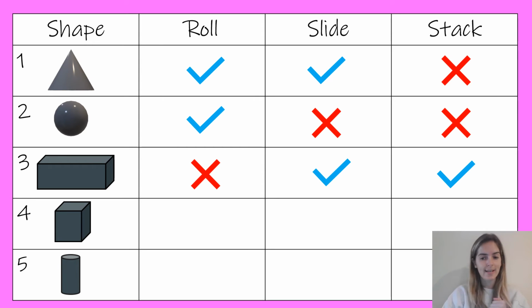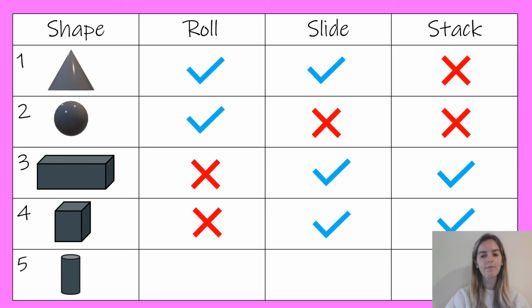Now, what about my cube? Or a dice, if it helps you remember. It can't roll, it doesn't have any curved faces. It can slide and it can stack. So it's just like our rectangular prism. The flat faces make it easy for us to put things on top of one another.